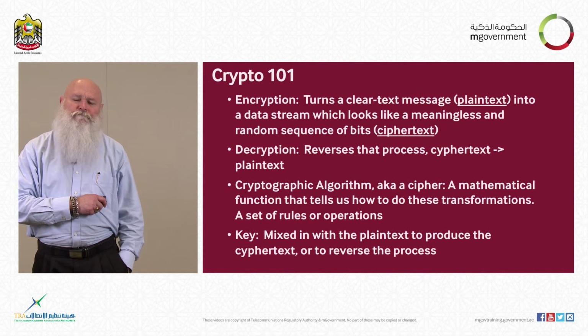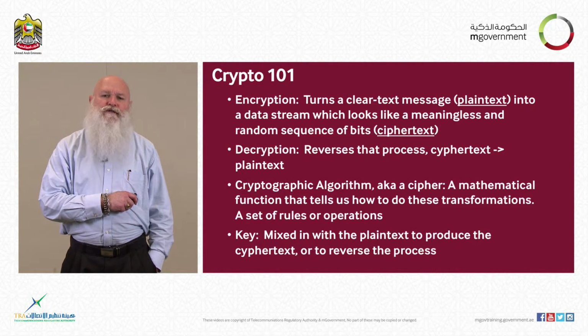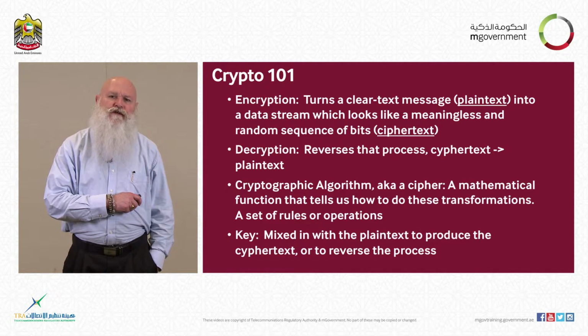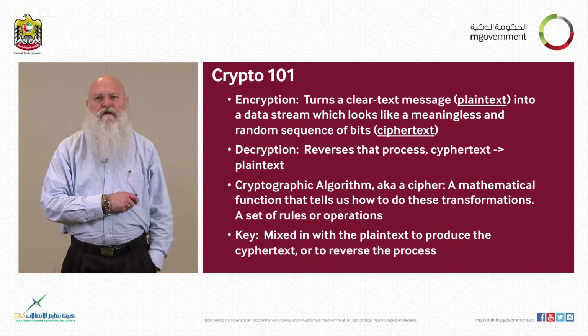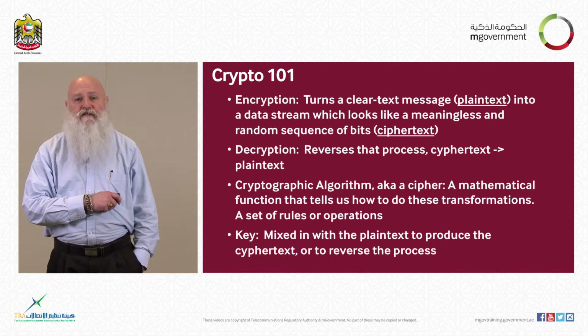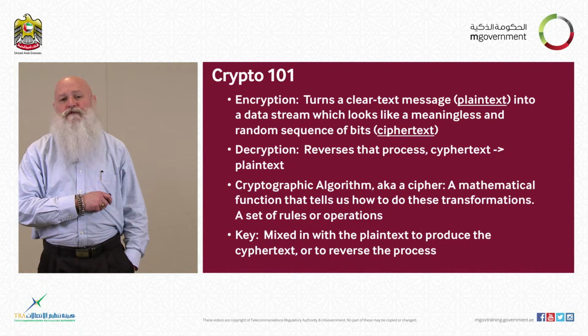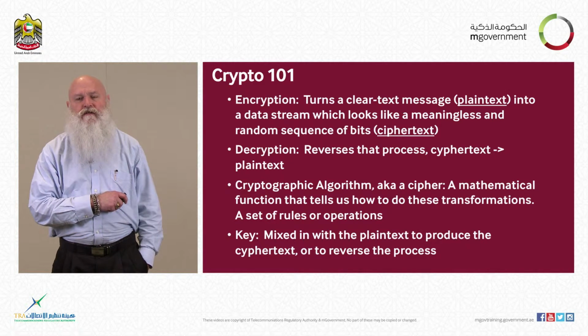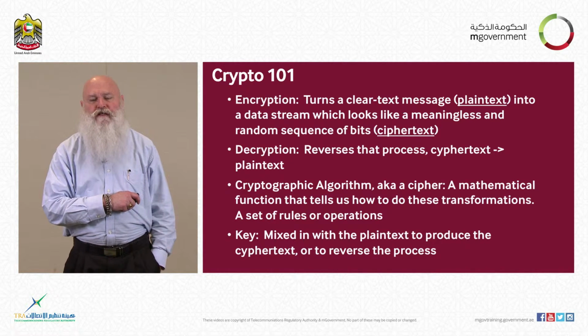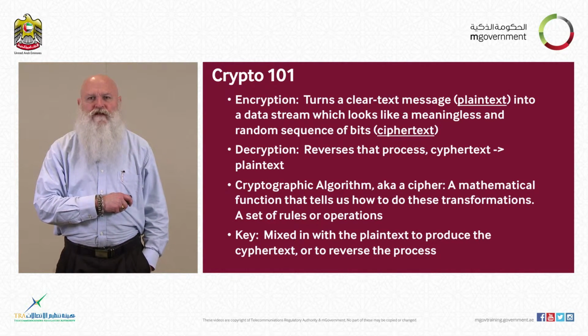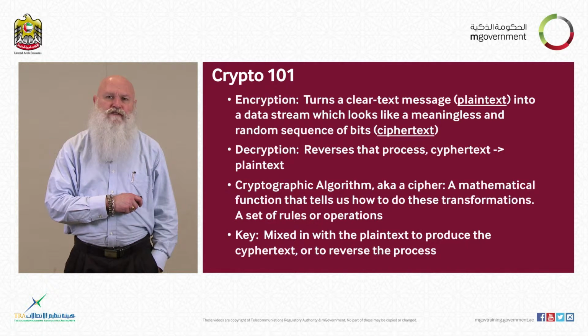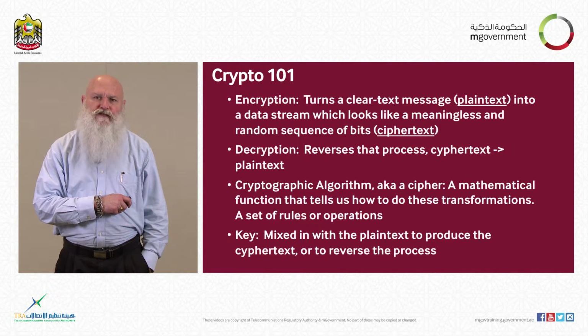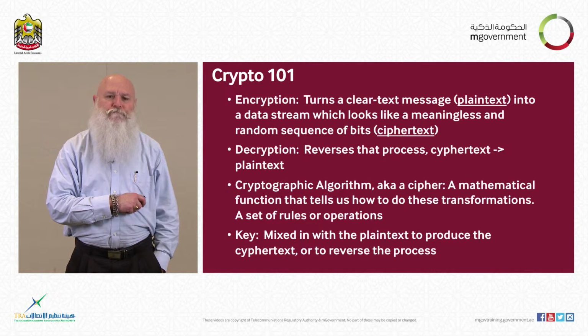Some vocabulary. We use the term encryption. Encryption is a process of turning a plain text message, also known as plain text, into random data streams that look like a meaningless or random message, also called ciphertext. Reversing that process, turning the ciphertext back into readable plain text, is called decryption.